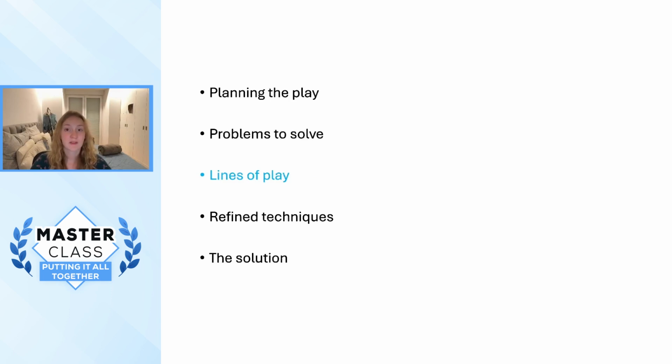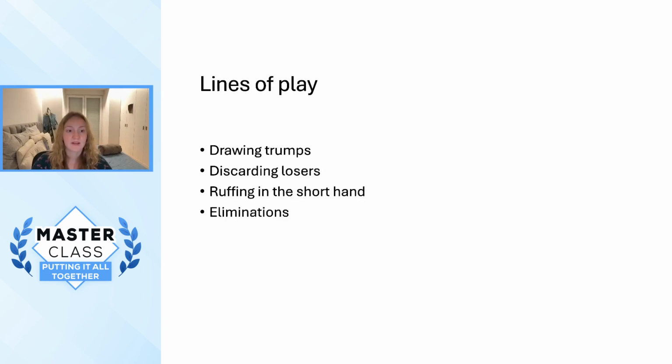Now we need to talk about the lines of play that we've discussed in the masterclasses this year. We have, of course, discussed drawing trumps, which is often something you should do, but not always. So really thinking about the reasons why and when is a good time to do it. Discarding losers, we've touched on this briefly actually in this particular lesson because we've been thinking about those extra club winners and how we can use those to discard our diamond and heart losers from our hand. Ruffing in the shorthand, we've also mentioned.